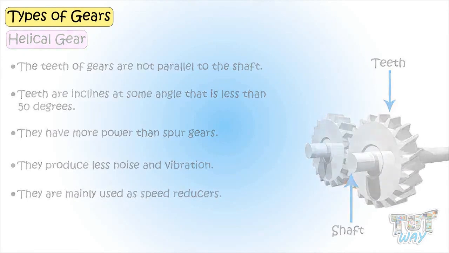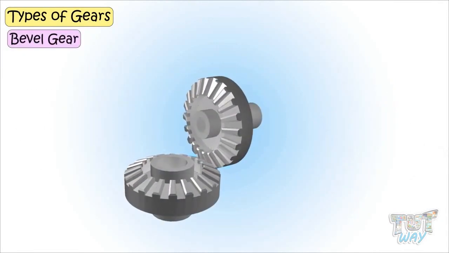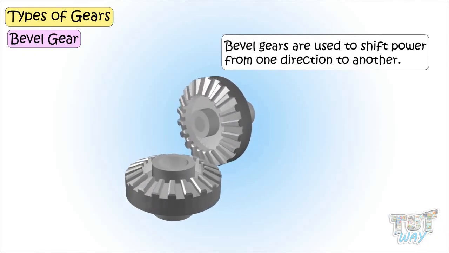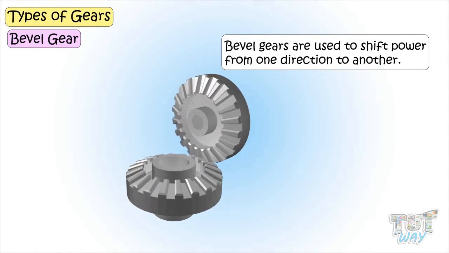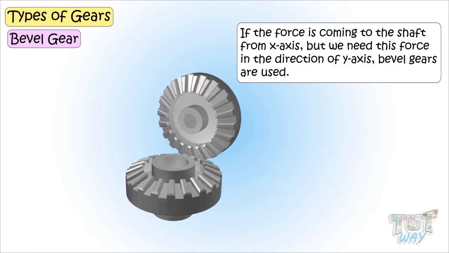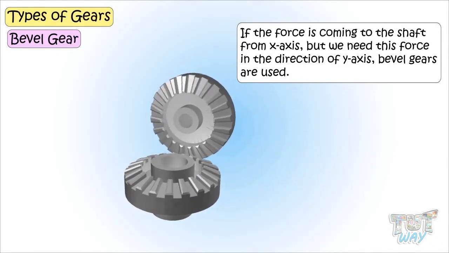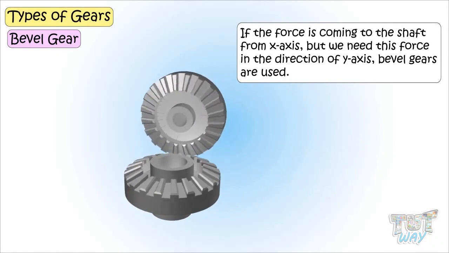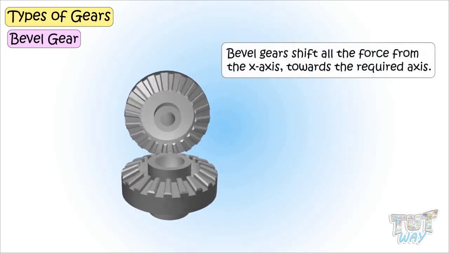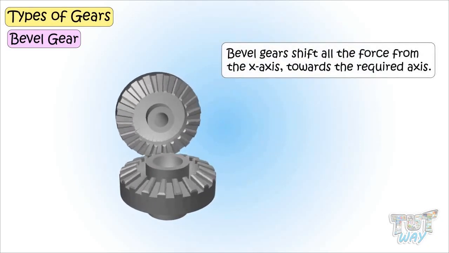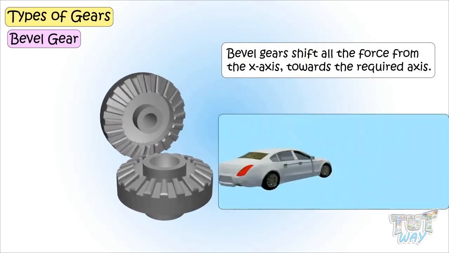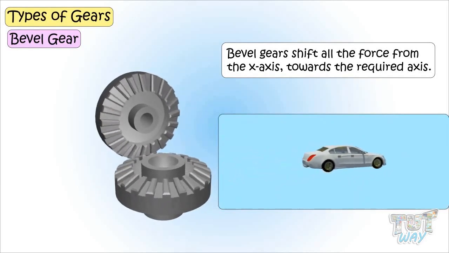Now let's learn about bevel gears. Bevel gears are used to shift power from one direction to another. If the force is coming to the shaft from the x-axis, but we need this force in some other direction, let's say the y direction, here comes the role of bevel gears. They shift all the force from the x-axis towards the required axis. So they help in changing the direction of the moving object.